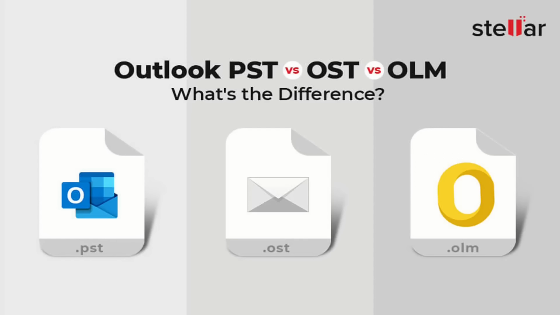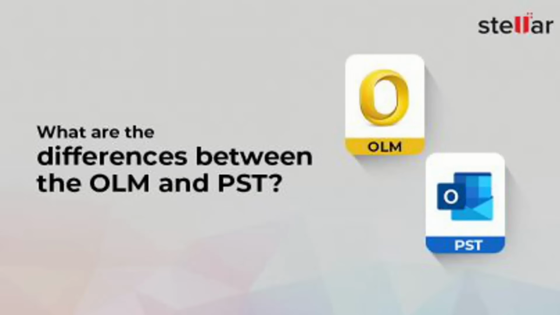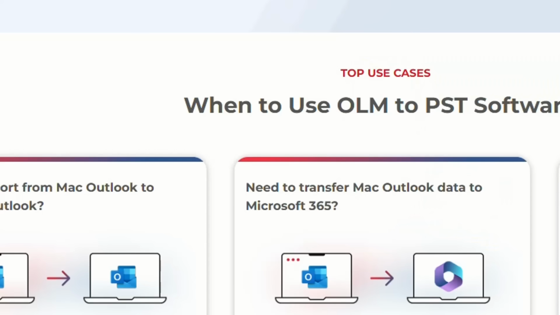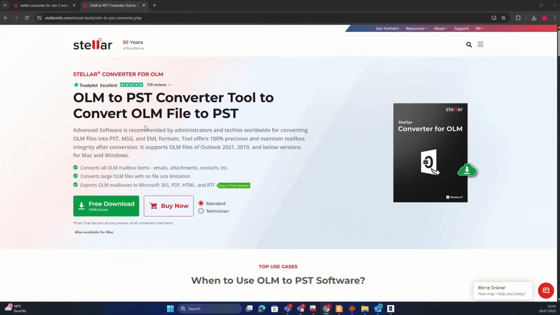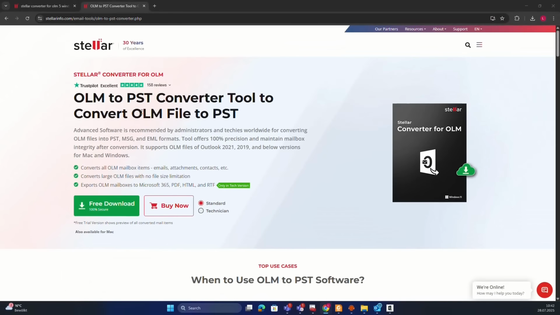As you know, the .olm extension is designated for Microsoft Outlook for Mac mailbox data files. Unlike the PST format used by Outlook for Windows, OLM files are exclusive to Mac and cannot be opened directly on Windows systems without conversion. That's where the OLM to PST converter tool from Stellar comes in.